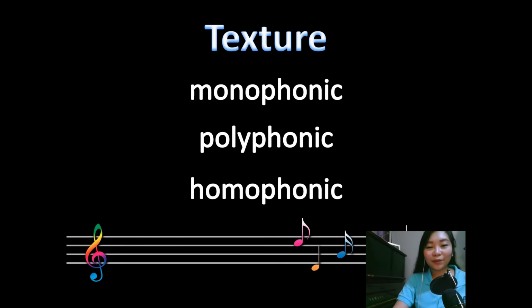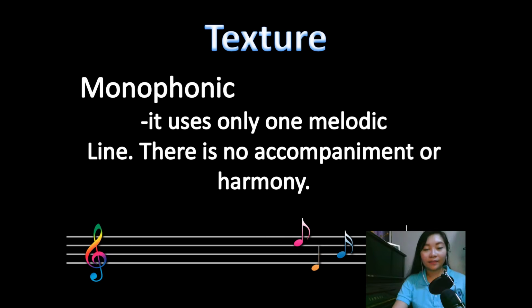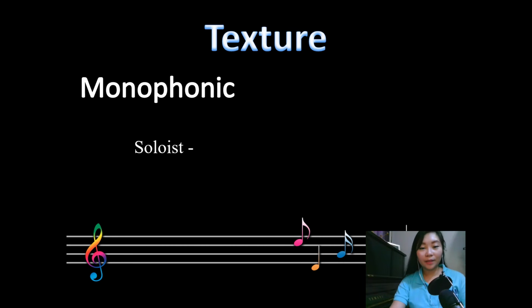Another important thing that you need to remember about texture is that it consists of three different types. We have monophonic texture, polyphonic texture, and homophonic texture. Now let's try to identify the differences among the three. Let's start first with monophonic texture. It uses only one melodic line, therefore there is no accompaniment or harmony. You will only hear a soloist singing a cappella without accompaniment.